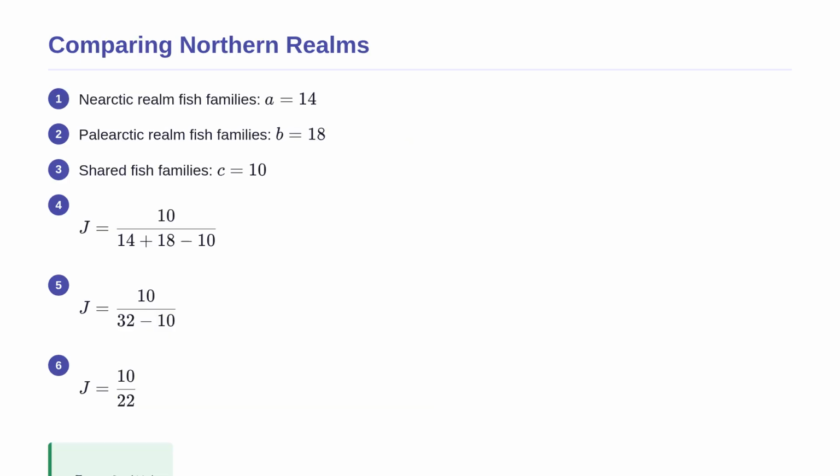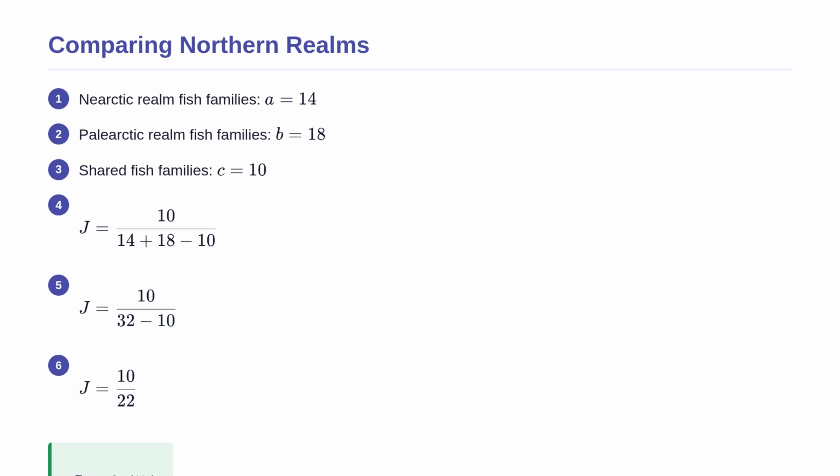Before we move on, let us see this formula in action with a concrete example. Suppose we are comparing freshwater fish families in the Northern Hemisphere. We are given that the Nearctic realm has 14 specific families, so A is 14. The Palearctic realm has 18, so B is 18. Fossil records show they share 10 families, making C equal to 10.